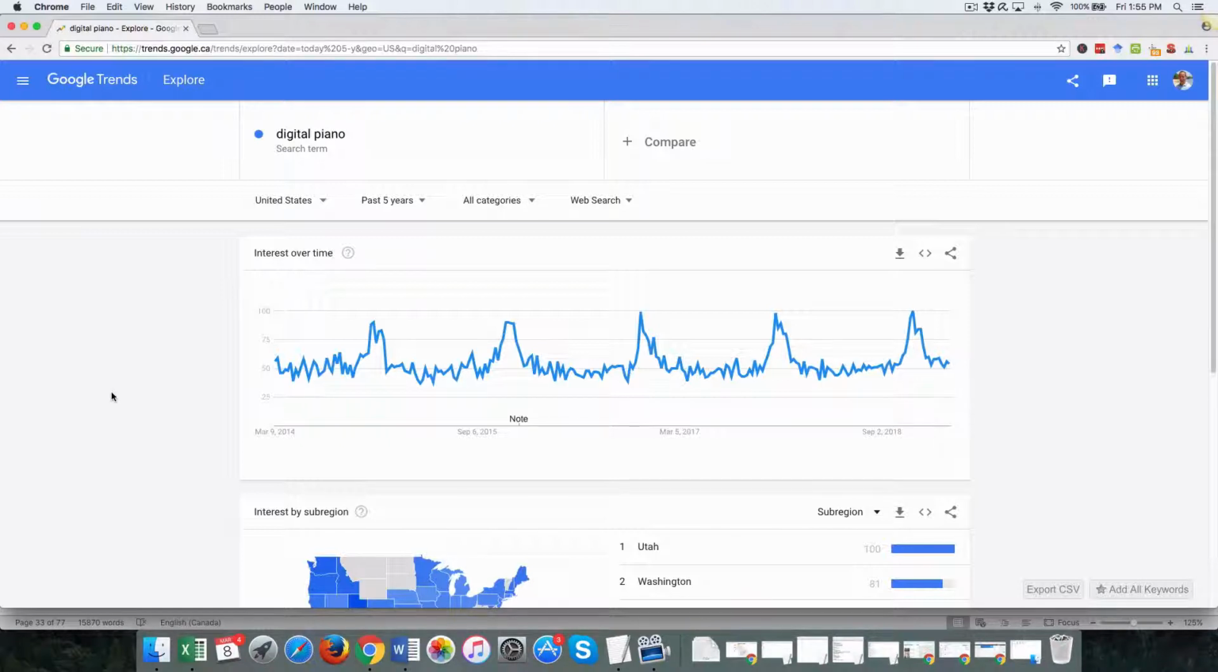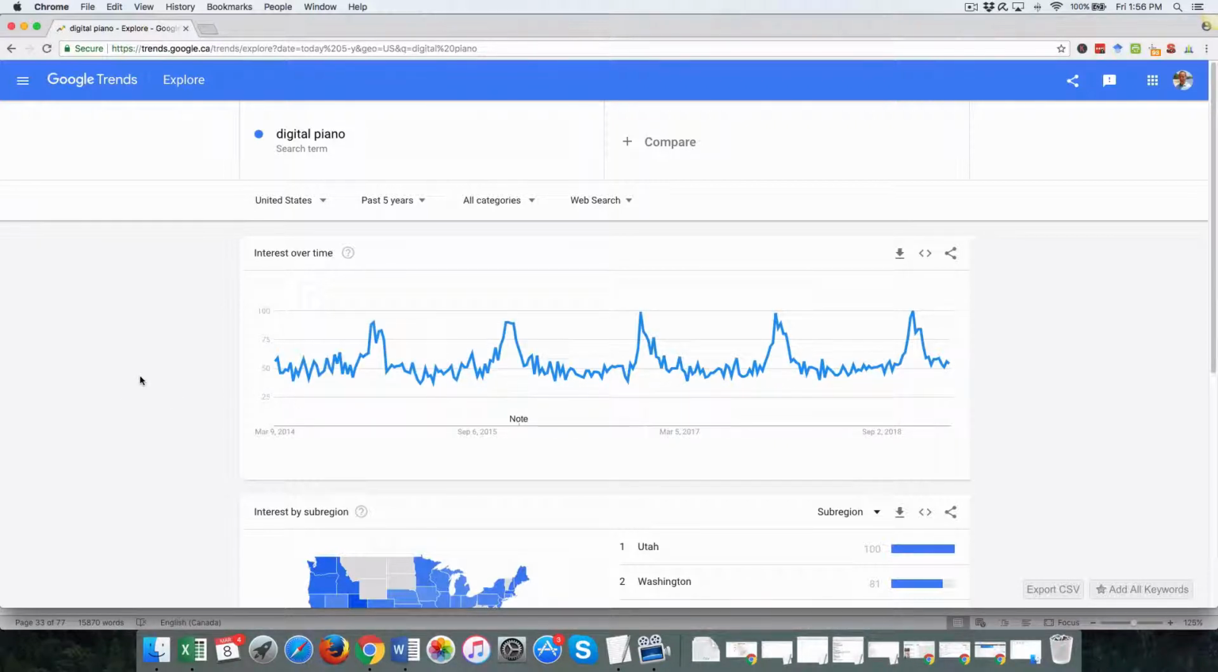Now, what we see over the past 5 years is that the search volume, or the relative search volume, has actually stabilized. You can see that it's very stable. The trend line is around the 50 mark here. And there's some definite, obvious, predictable peaks at one time during the year. In this case, with digital pianos, it's around November, December.